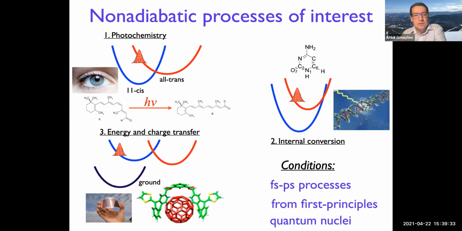So the processes that we're interested in studying, besides being non-adiabatic, we would like them to be relatively fast, because longer processes can also be non-adiabatic, but they are much harder to consider. So in this talk, we'll mostly look into fast processes. And another feature that we are particularly interested in is describing nuclei quantum mechanically.